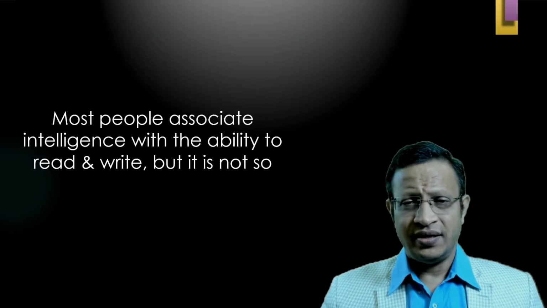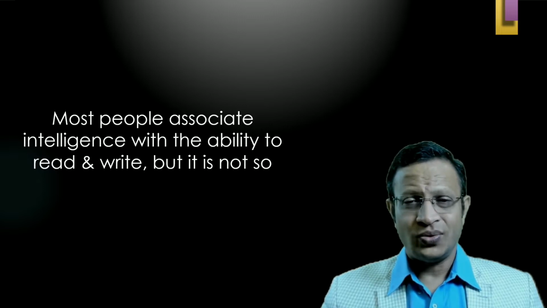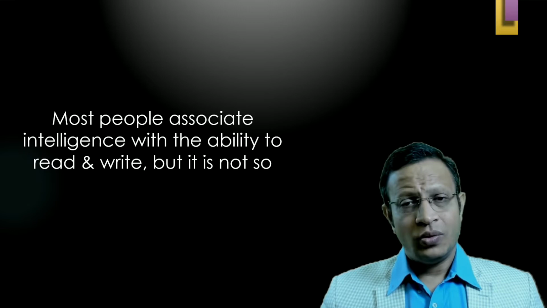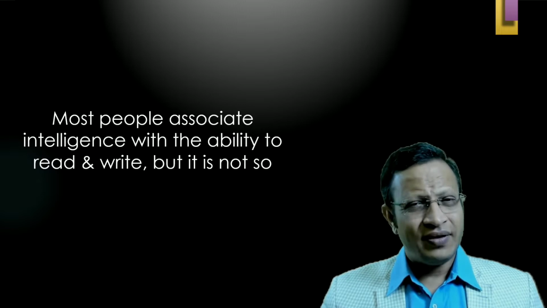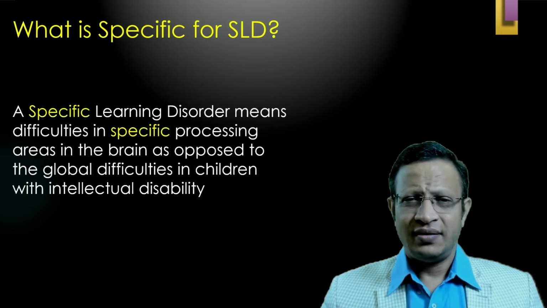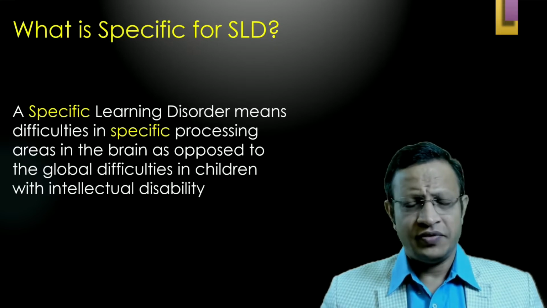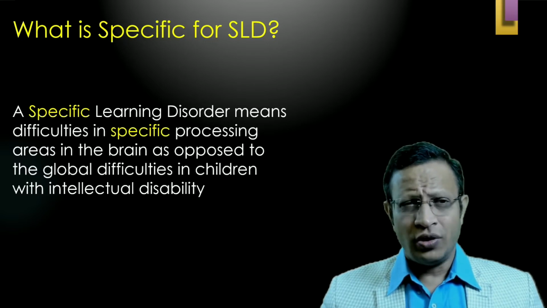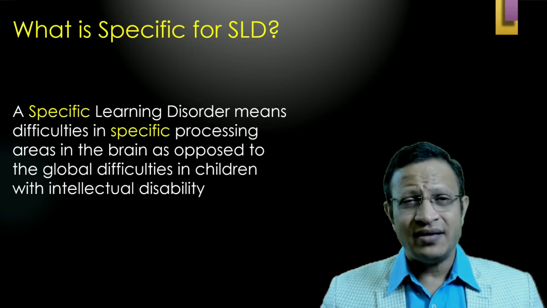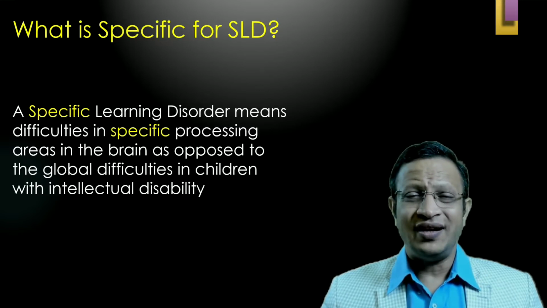Most people associate intelligence with the ability to read and write, but it is not so. People with specific learning disorder are also intelligent. They have a very specific disorder or disability. So what is that specific for, as in specific learning disorder? A specific learning disorder means difficulty in specific processing areas in the brain, as opposed to the global difficulties in children with intellectual disability.